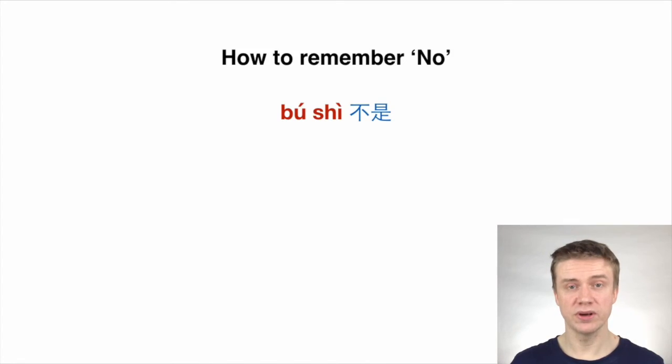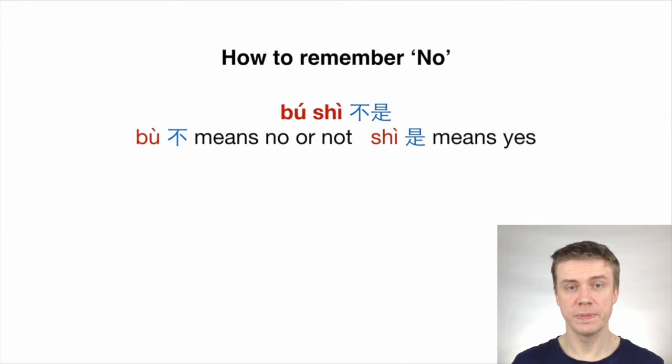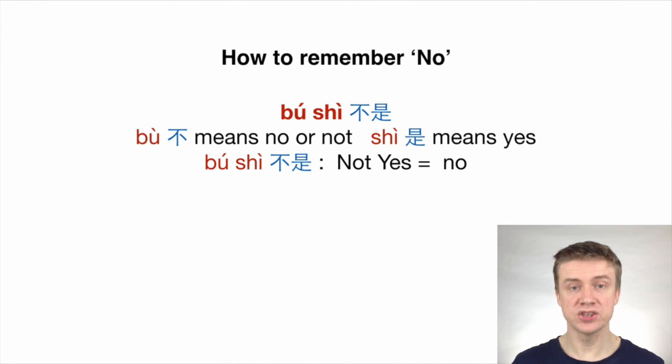So to recap, can you tell me what each of the characters in 不是 mean? So we have 不 and 是. 不 means no or not. 是 means yes. So putting them together to make 不是 literally means not yes, and not yes is the same as no. I made the analogy that the character 不 looks like an upside down cactus and 是 a running man. So 不是 is upside down cactus, running man.